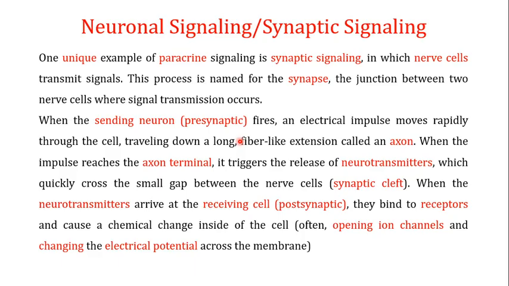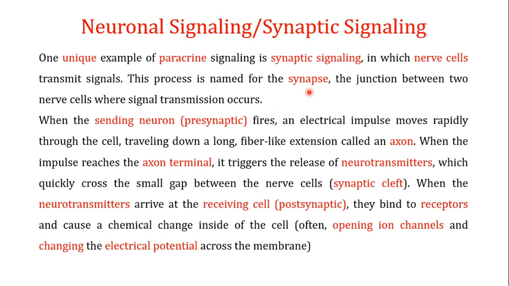So when you talk about neuronal signaling or synaptic signaling, it is one of the unique examples of paracrine signaling. What I mean by that is that the producing neuron and the receiving neuron are physically very close to each other. Therefore, neuronal or synaptic signaling is an example of paracrine signaling. In this paracrine signaling, the nerve cells transmit signals. This process is named for the synapse, which is the junction between two nerve cells where the signal transmission occurs.